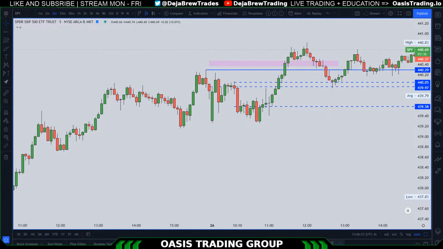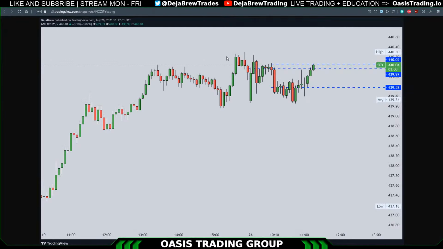Okay, so here was the first thing that I posted today. We had the initial balance. It was slightly bearish right when it was formed. So it was kind of below that 439 area. But then you bounced up and you tested the initial balance high.